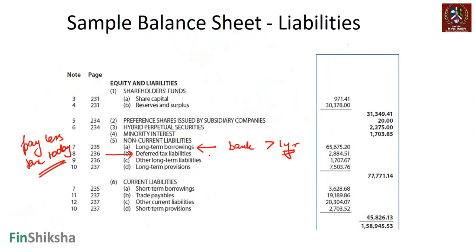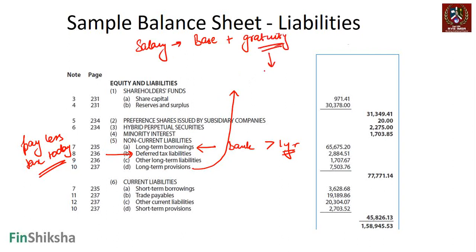You have two more terms called other long-term liabilities and long-term provisions. Let's take long-term provisions first. Long-term provisions could be, for example, you have some expense that has been accounted in the P&L, but you have not paid it. Take salary income, for example. Salary is typically your base salary plus some sort of pension plan data, right? So you have a term called gratuity. What is gratuity? Gratuity is payable to someone after 5 years of service.